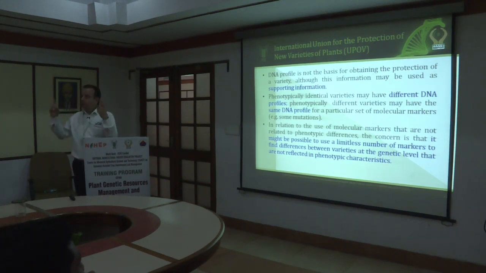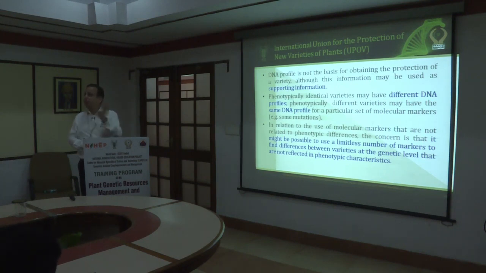And what is the reason they don't argue for this? Because they say that sometimes two varieties are phenotypically different, but genetically they can be the same. Or the other way around, they are genetically different, but phenotypically they can be the same. And further they say that it might be possible to use a limitless number of markers to find differences between varieties at the genetic level that are not reflected in phenotypic characteristics. DUS we are using mostly for characterization, not for identity testing.